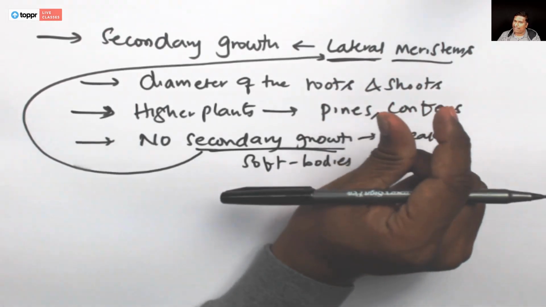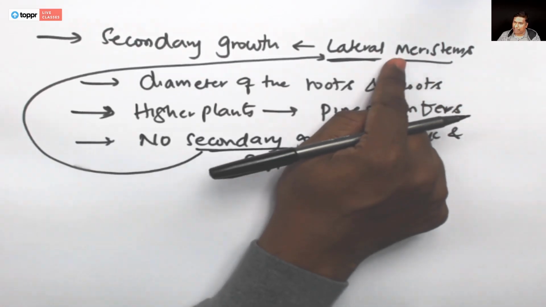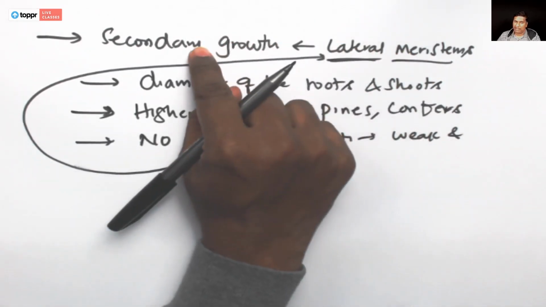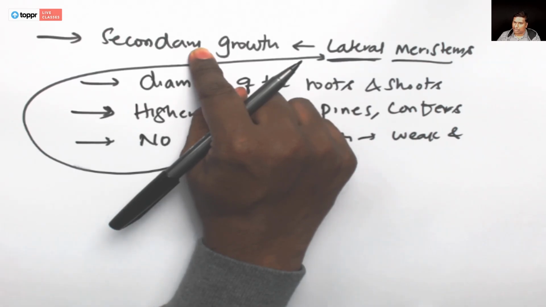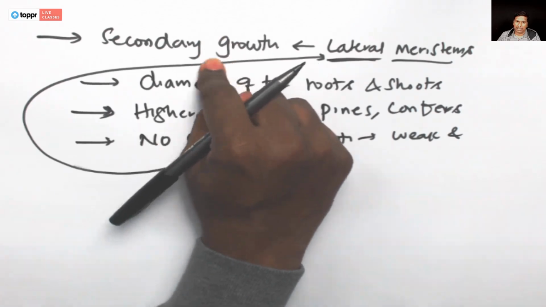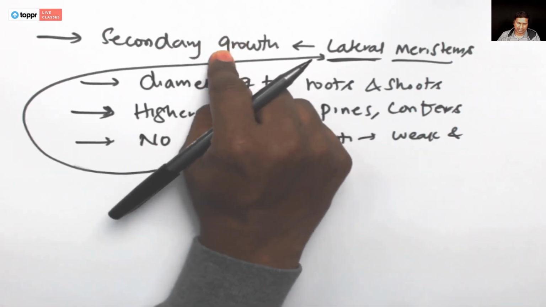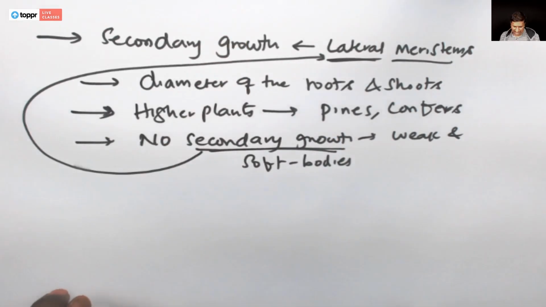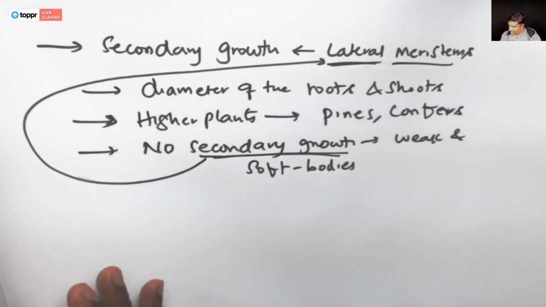They have very weak and soft bodies because they lack lateral meristems, which can actually form the secondary growth, which gives a strong support to the plant, which makes it hard, which makes the stems and roots hard. So since these organisms lack these lateral meristems, they have very soft bodies.